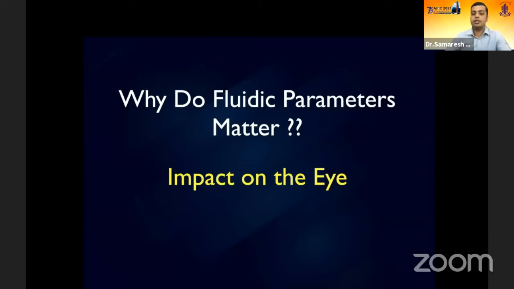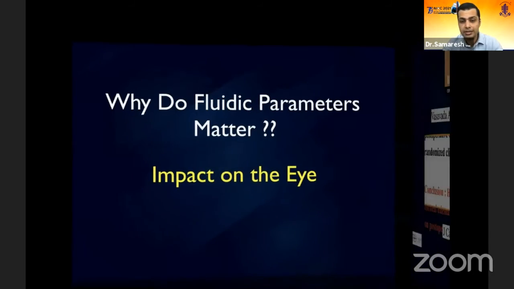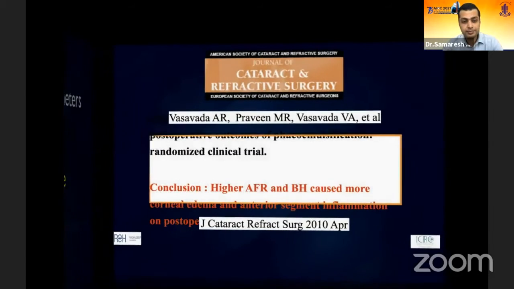Now, shifting gears from this to longer eyes. And I'm discussing fluid parameters for longer eyes because that is where the maximum impact of this is seen. And by longer eyes, I mean high myopic eyes, staphylomatous eyes, post-RK eyes, or post-vitrectomized eyes.